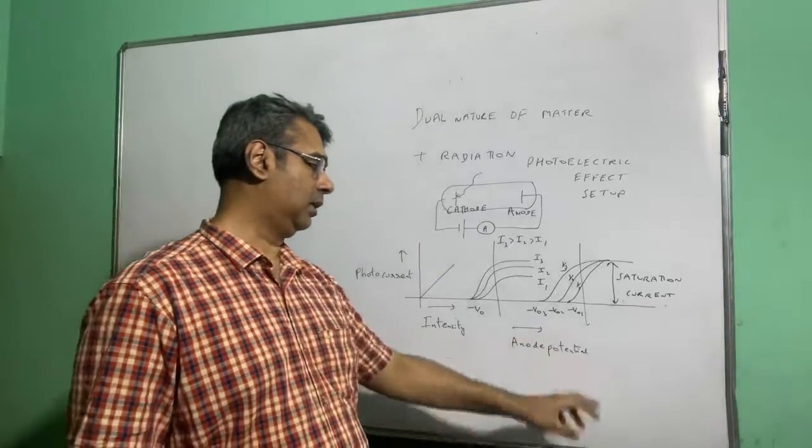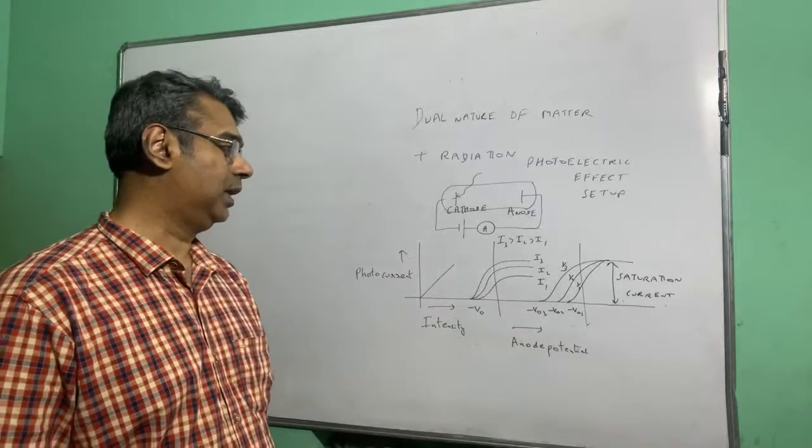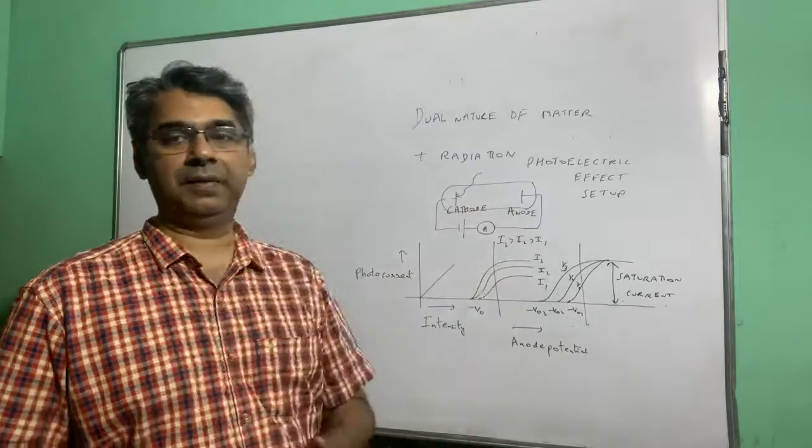Now there is a third graph, this one. In this graph, we have taken three different photon beams.